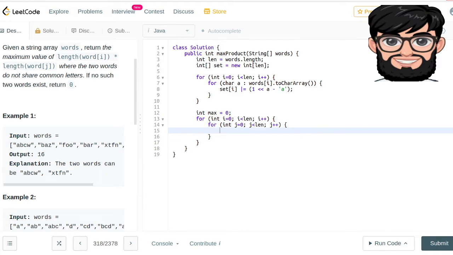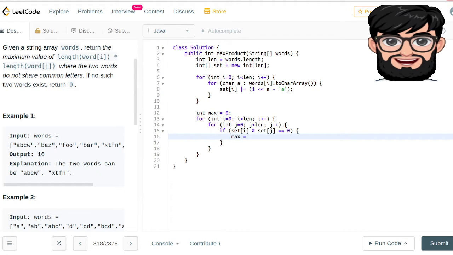Okay, so if set of i AND set of j is not equal to 0, that means we had a duplicate. If it is equal to 0, that means the two strings so far do not share any character. If the product is equal to 0, there is no way that they have any shared character.